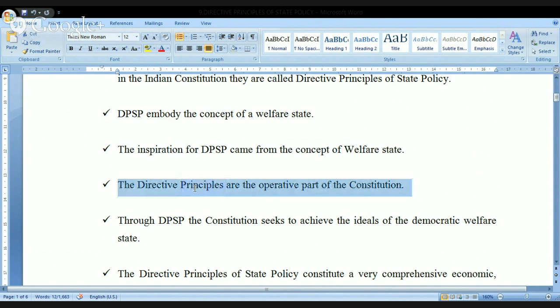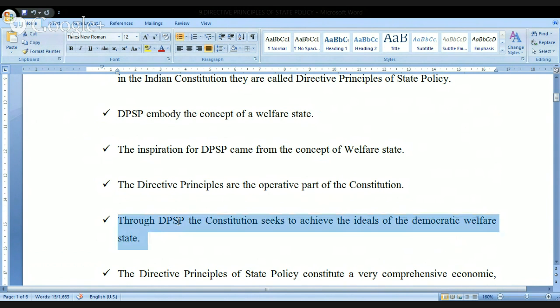And the directive principles are considered to be the operative part of the Constitution. What do you mean by operative part? Operative part is nothing but the government must function. The government should execute. The state should function. And what functions that you are supposed to perform is nothing but the directive principles of the state policy. That's the reason DPSP is considered to be the operative part of the Constitution.